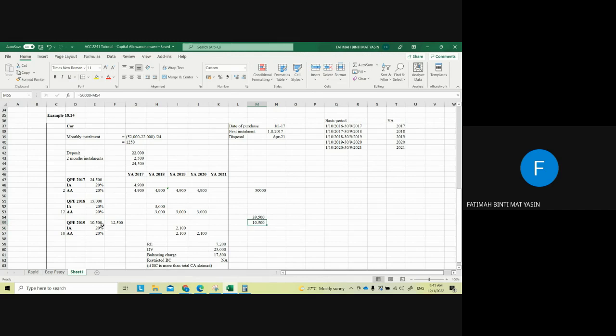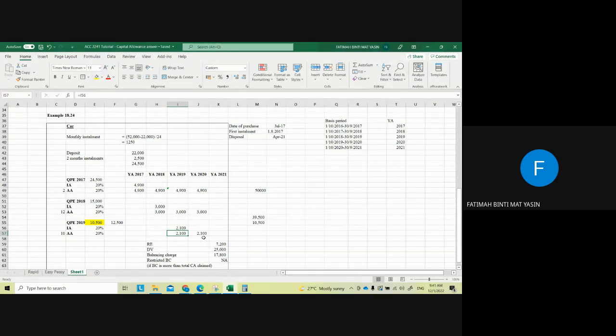So for QPE 2019, even though the company paid 12,500, the company can only claim 10,500 because there is a restriction for the QPE, because it is a second-hand car. That's why it is 50,000, even though the car is 52,000. So that's why the QPE here is 10,500. For YA 2019, the initial allowance is 20% multiplied by 10,500. Then the same goes to the annual allowance, so for YA 2020 also 2,100.